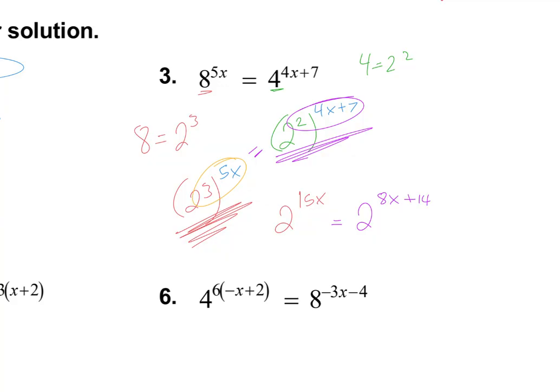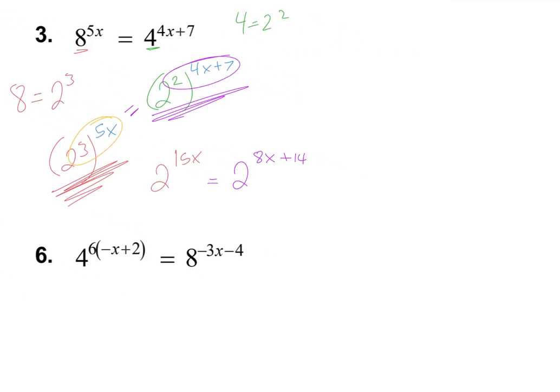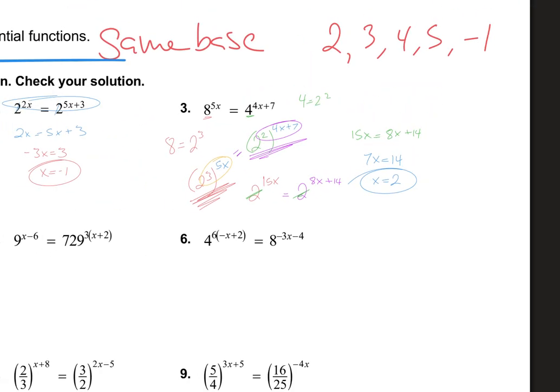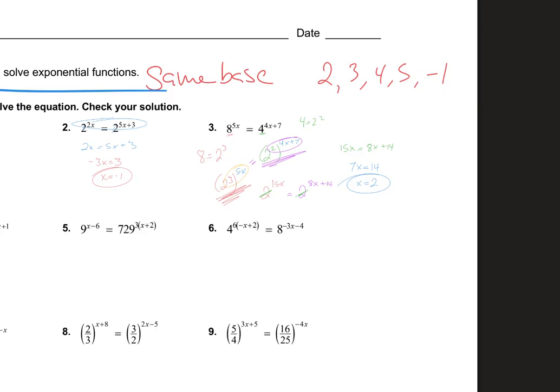So now, this is where I started a second ago, say, well, 15x. Since the bases are the same, we basically ignore them, and the exponents are now what we're focused on. Subtracting 8x, I get 7x. Dividing by 7, I get 2. The answer is 2. I'll circle it larger. 2. The answer is 2.